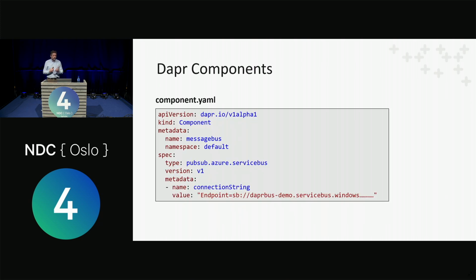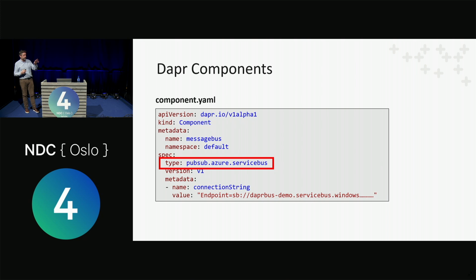The component files can look like this. This is a YAML file. Of course, everything is YAML nowadays because we all love it. The key thing here is the type of the component. In this case, this is the Azure Service Bus. Depending on the type, it will have a set of metadata that is specific to that service, of course. In the case of a service bus, you need to define a connection string and so on.